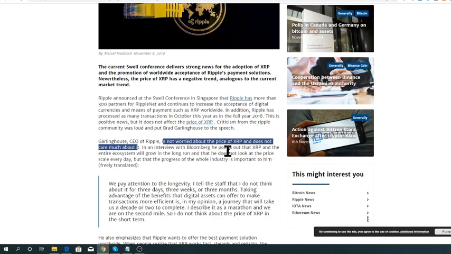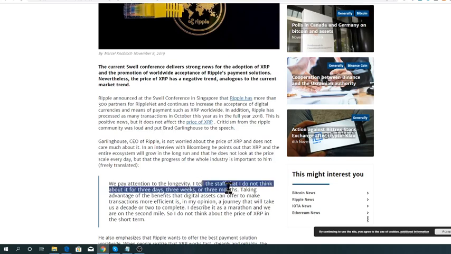In an interview with Bloomberg, he states that we pay attention to the longevity, and he tells the staff, I do not think about 3 days, 3 weeks, or 3 months. Taking advantage of the benefits that digital assets can offer to make transactions more efficient is, in his opinion, a journey that will take us a decade or two to complete. Like he says, this is a marathon and we are on the second mile. If you remember, usually he used to state that we are on the first mile. So at least we moved one, right?